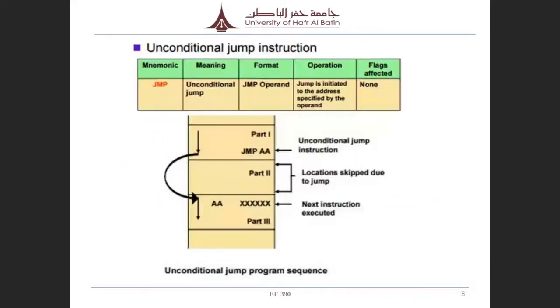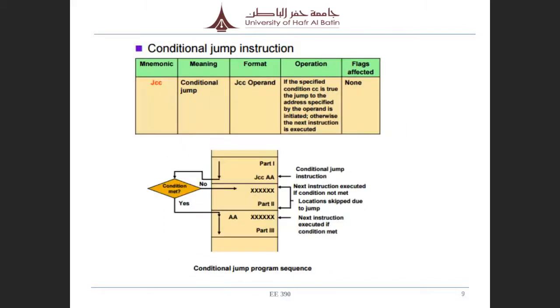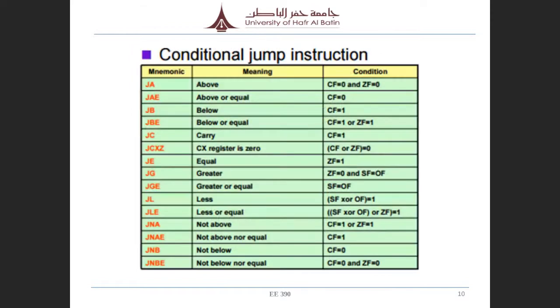And then we said that only one jump instruction is called unconditional. And what is the mnemonic for this one? JMP, jump. So it is unconditional. And there are many conditional jump instructions. If the condition is met, if the condition is satisfied, then it does the jump, otherwise it goes to the next line.